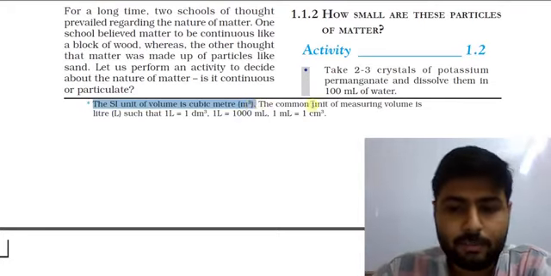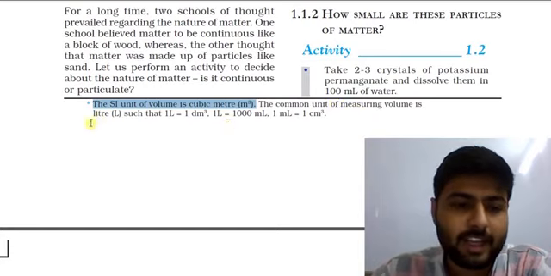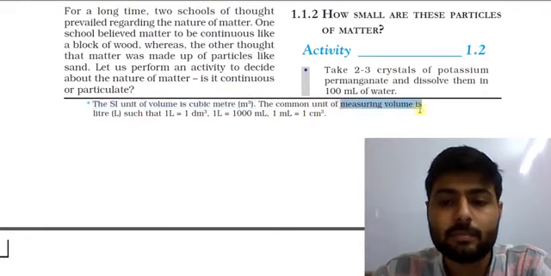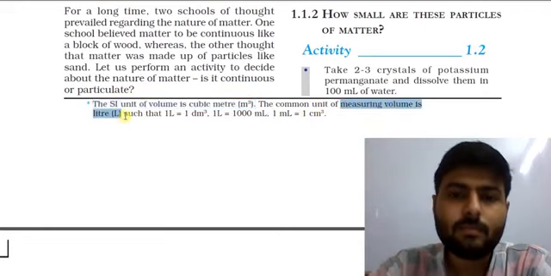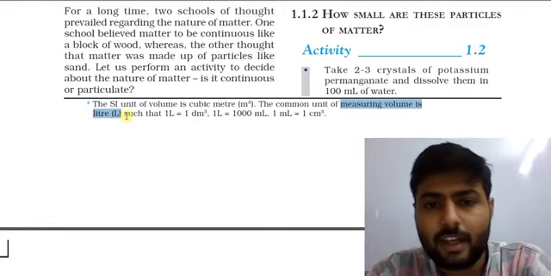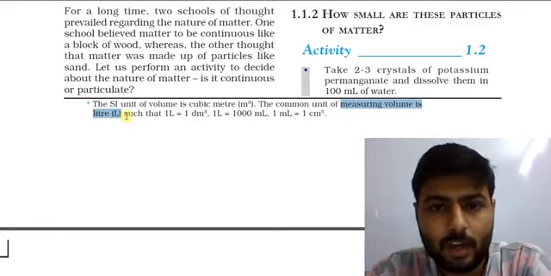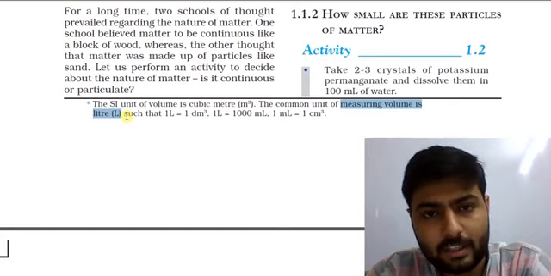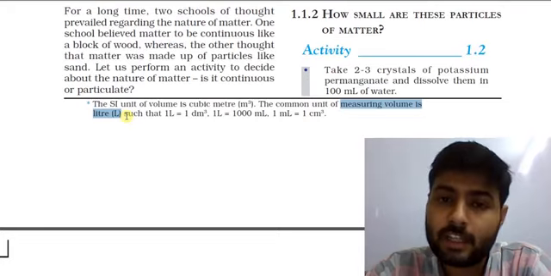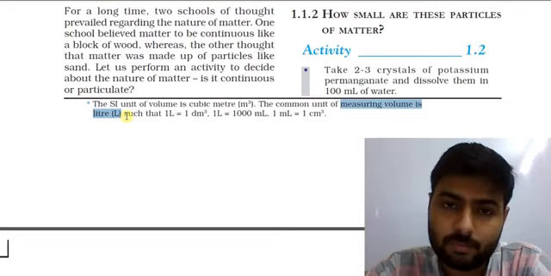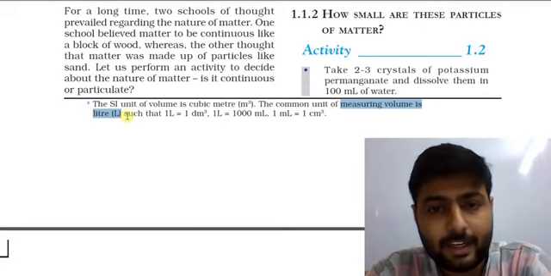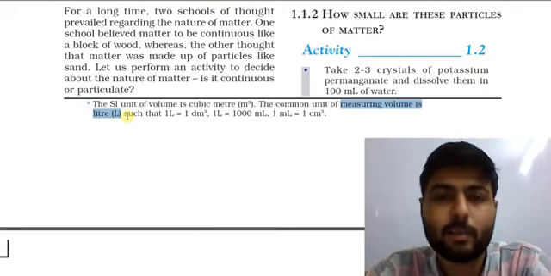The common unit of measuring volume is liter. We also measure volume in liter. We say 1 liter of milk, 5 liter of petrol, 100 liter of diesel. So this is another unit of measuring volume. Generally we use the unit liter instead of meter cube.